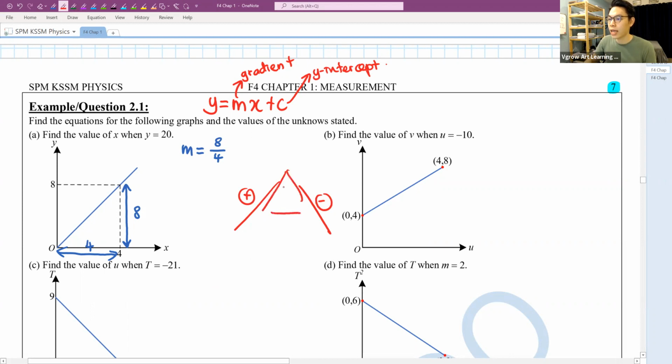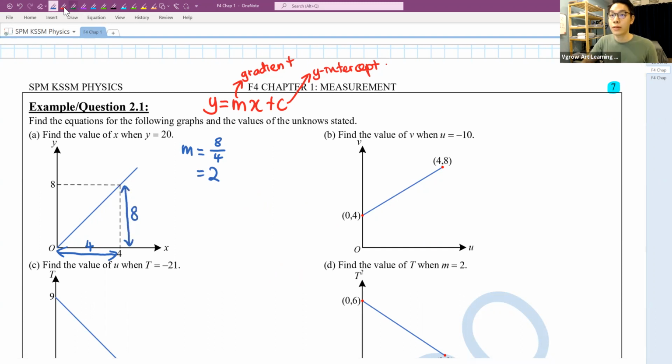It looks like a letter A. Positive, negative. So this one is a positive gradient. That's why in front here it's positive, or you don't write also can. So our gradient is equal to 2. I can just take the y over the x values, 8 over 4. And the y-intercept is equal to 0.